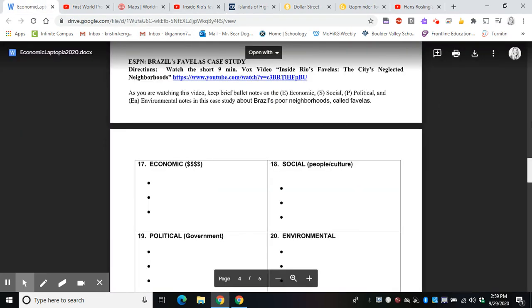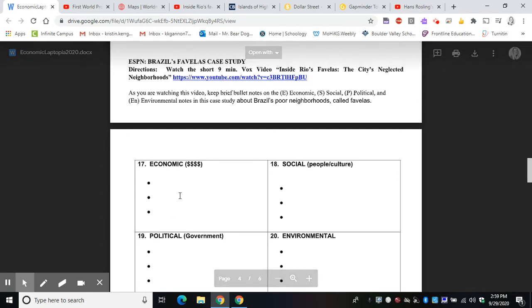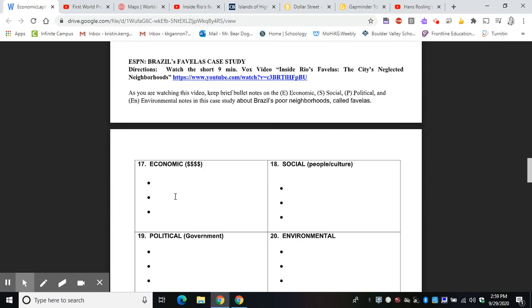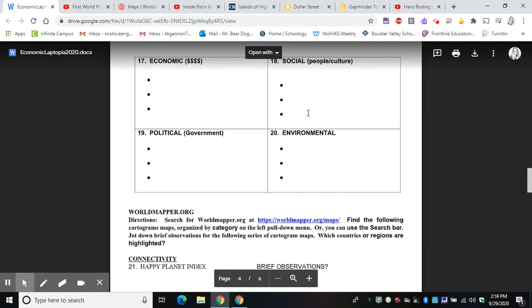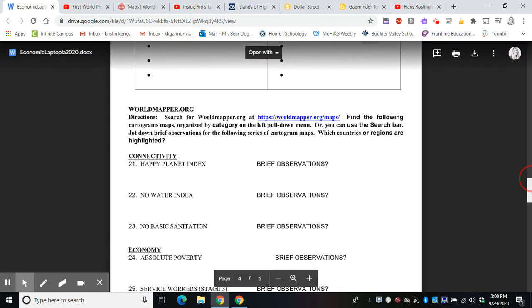Then, if this sounds like a lot, well, it's because it's over a couple days. When you're watching that video about favelas, you'll be jotting down some notes about economics, like anything to do with money in that video, anything to do with people. You'll need 3 points about people, anything to do about the environment, anything to do about the politics and the government. Then, sorry about the bell.